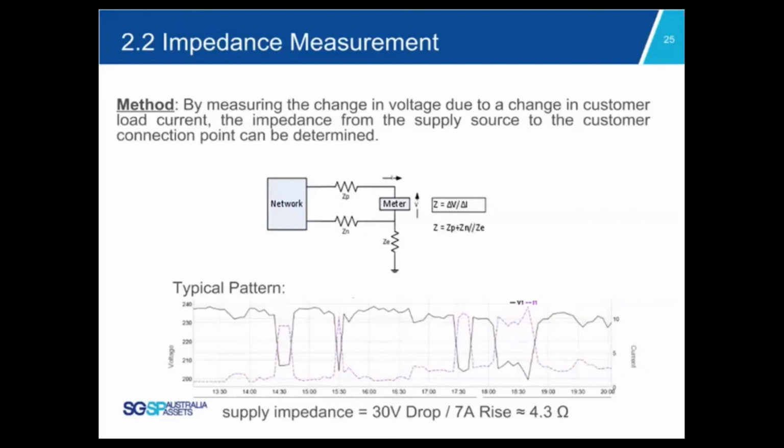By measuring the change in voltage due to the change in customer load current, the impedance from the supply source to the customer connection point can be determined. The impedance value is equal to the voltage difference between two consecutive time points, delta V, over the current difference between two consecutive time points, delta I. Here's a typical neutral fault pattern where a slight current rise causes a significant voltage drop.